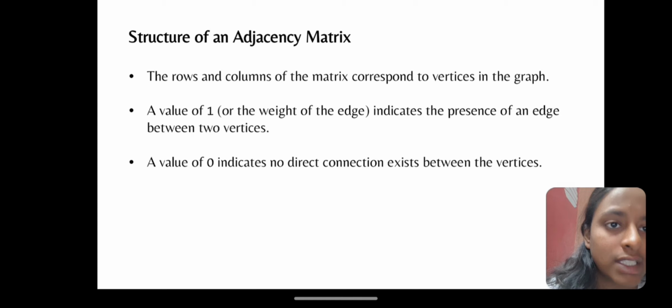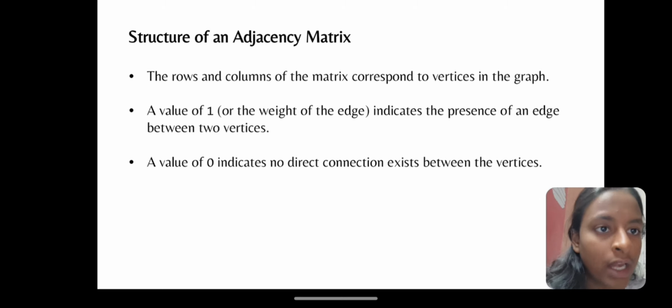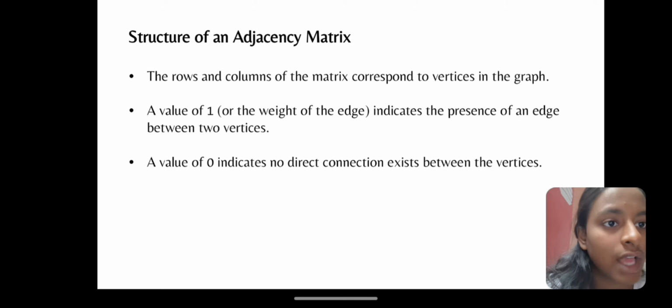Now the structure of the adjacency matrix. As I've previously mentioned, the rows and columns of the matrix correspond to the vertices in the graph. If there are 3 vertices or 4 vertices in a graph, then the matrix would be 3 by 3 or 4 by 4 respectively. A value of 1 indicates the presence of an edge between two vertices. A value of 0 indicates that there is no edge between two vertices, because there is no connection between them.